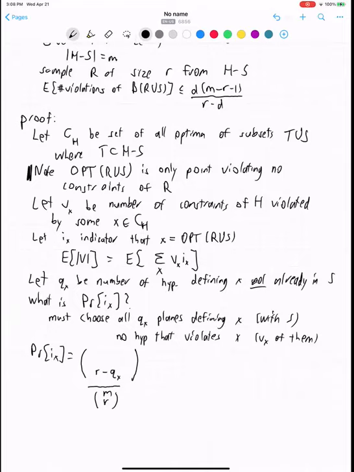Now, how many hyperplanes do we get to choose from for these R minus Q sub x hyperplanes? Well, we started with M, but I've already told you about Q sub x of them that we've chosen, and I also have to rule out the violators. So is everybody happy with this formula? I've given you the number of combinations that produce X in the numerator and the total number of combinations in the denominator.